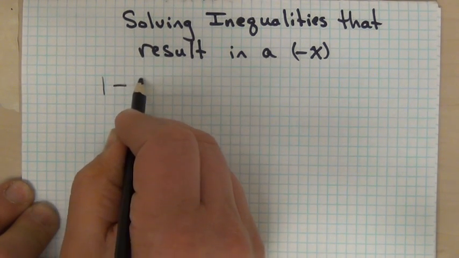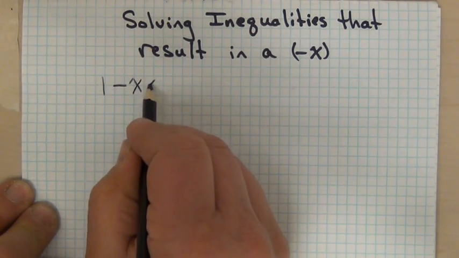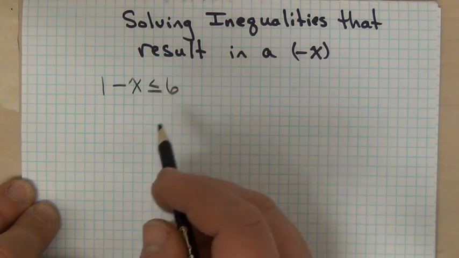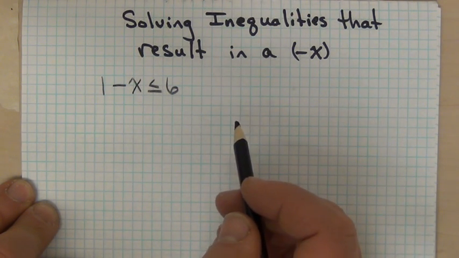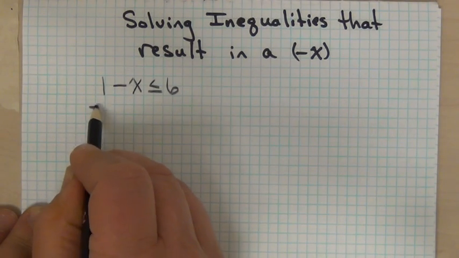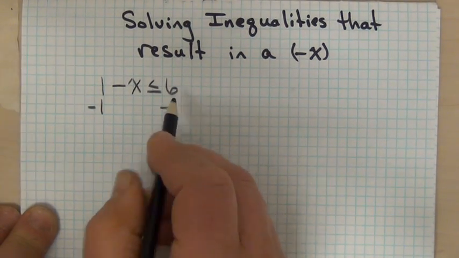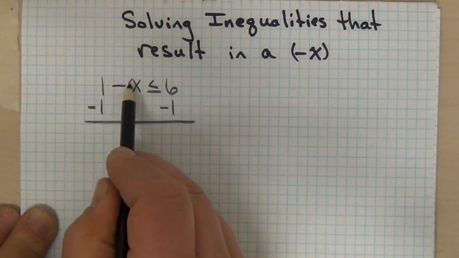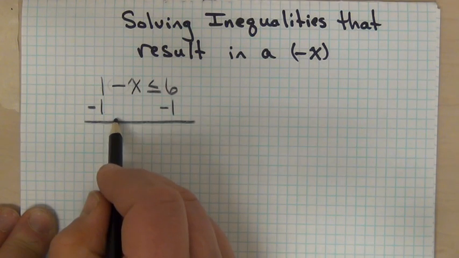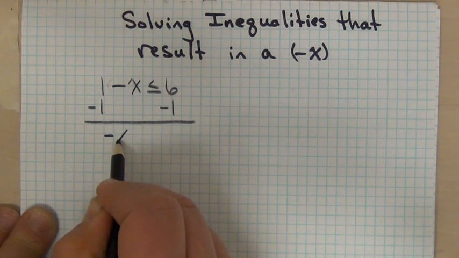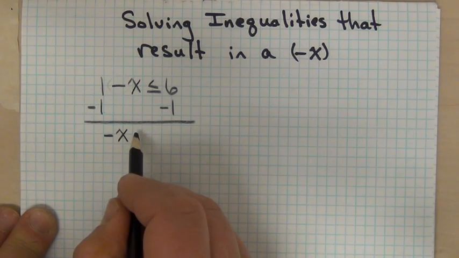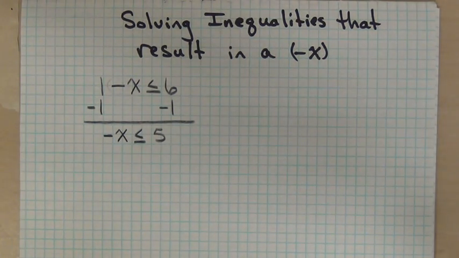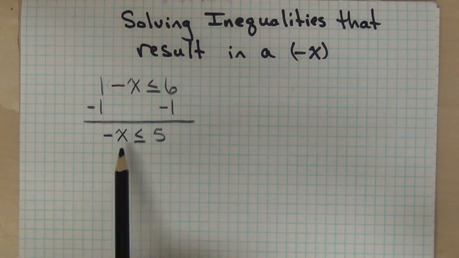A good example for that might be 1 subtract x is less than or equal to 6. And just like everything we've done before, we solve it like we would solve a regular equation. So we're going to start by subtracting 1 from both sides. 1 subtract 1 is nothing. This negative sign is still there, so it needs to come down, and I would end up with negative x. I keep the same inequality symbol, is less than or equal to 5.